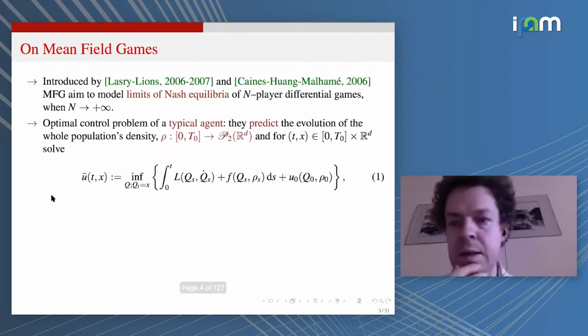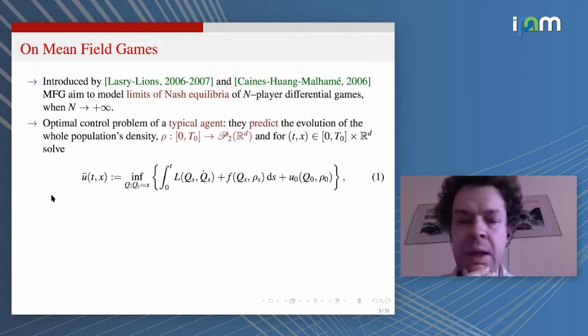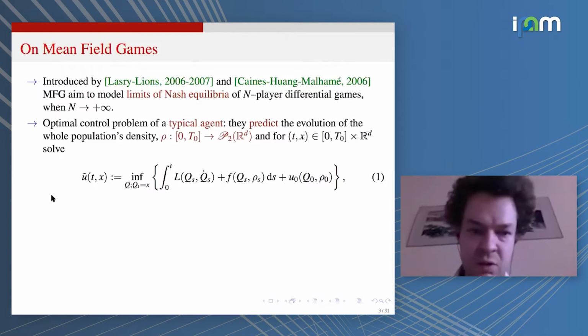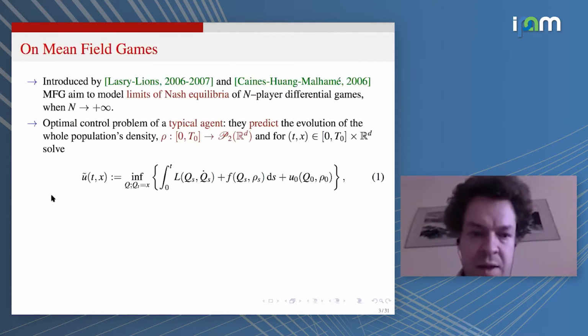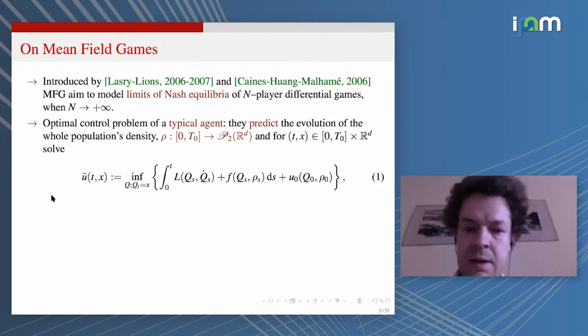And then many researchers came in, and it became a very popular and very extensive field of study in the past 10 years or so. In a nutshell, this mean field game problem can be formulated as follows. We have a population of agents who would like to move in space in an optimal way. They would like to optimize some kind of cost function.